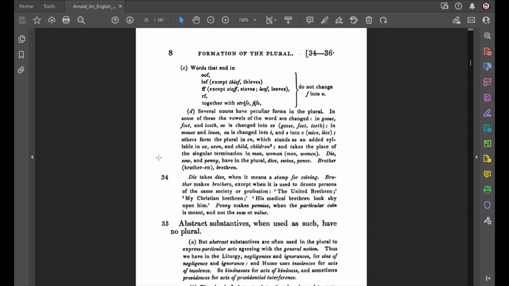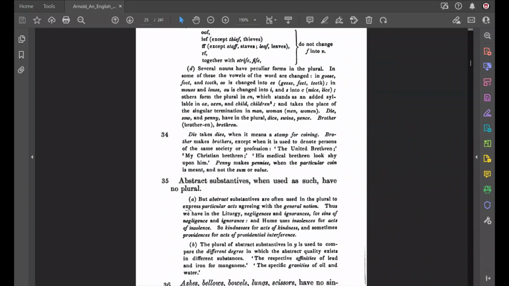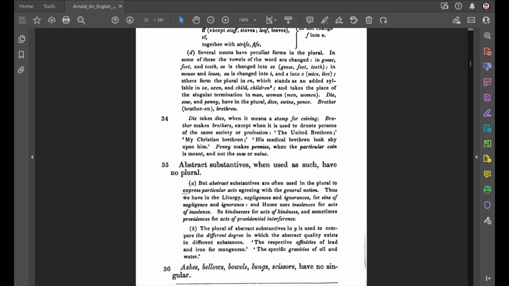Moving down to Article 35. Abstract substantives have no plural. So in our last lesson we learned about abstract substantives. Abstract substantives have no plural. And then there are exceptions. Let's go down to rule number 36.